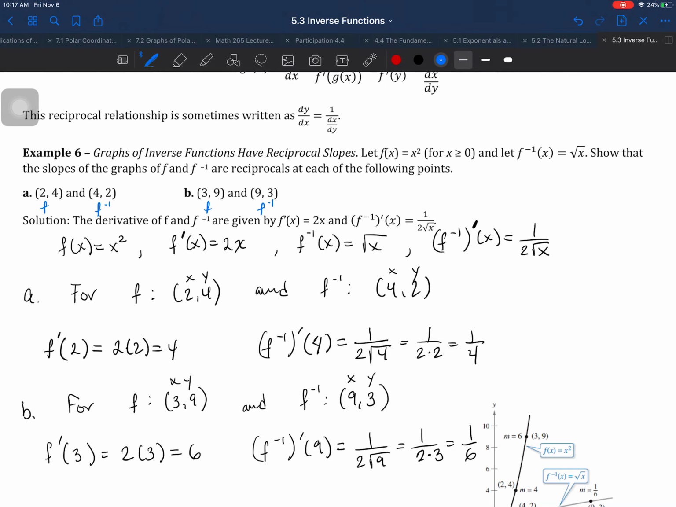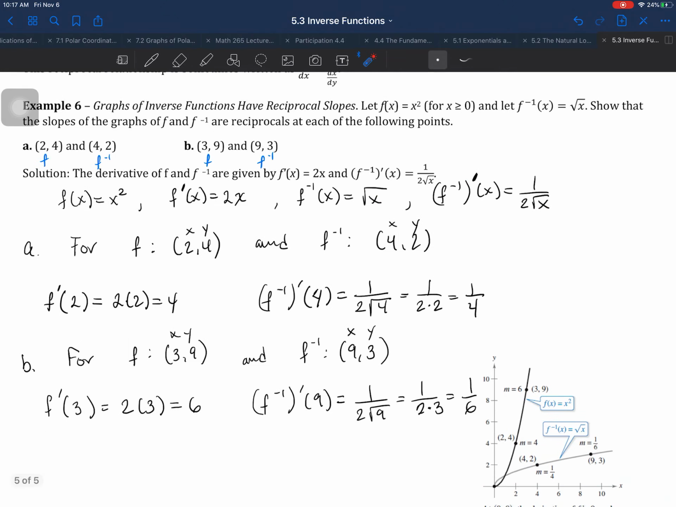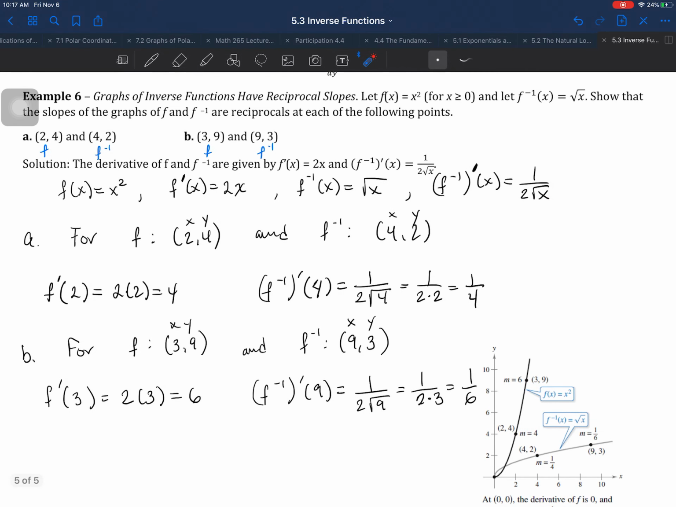Okay. So we're going to need the derivative of f. So the derivative of f is 2x. The derivative of f inverse is going to be, f inverse is the square root of x. The derivative of the square root of x is 1 over 2 square root of x, right? We've done that a few times, right? All you have to do is change this to a power form and take the derivative. All right, so let's go ahead and do that.